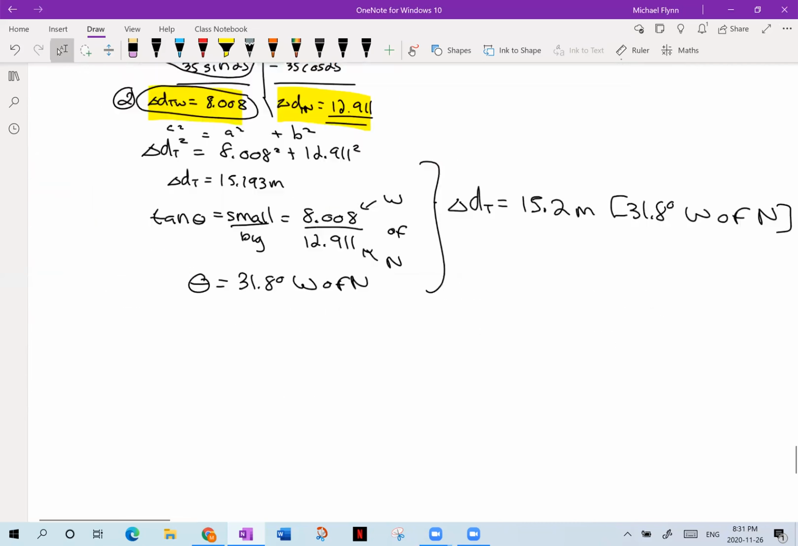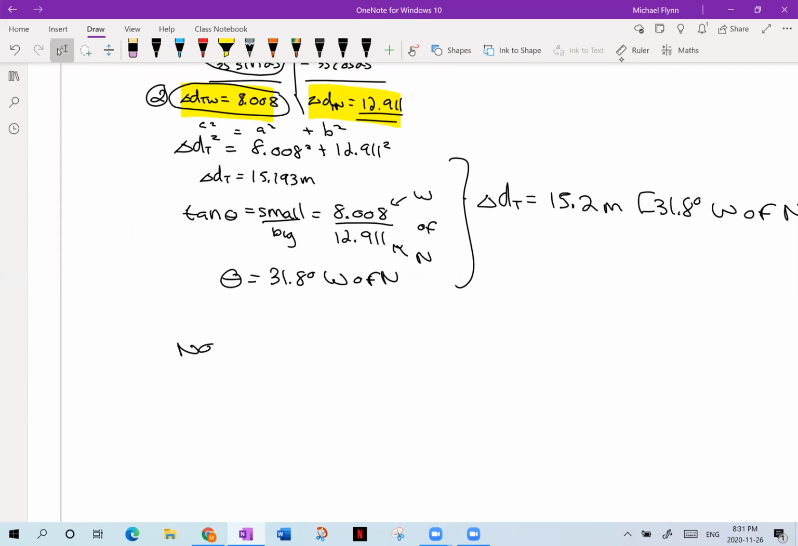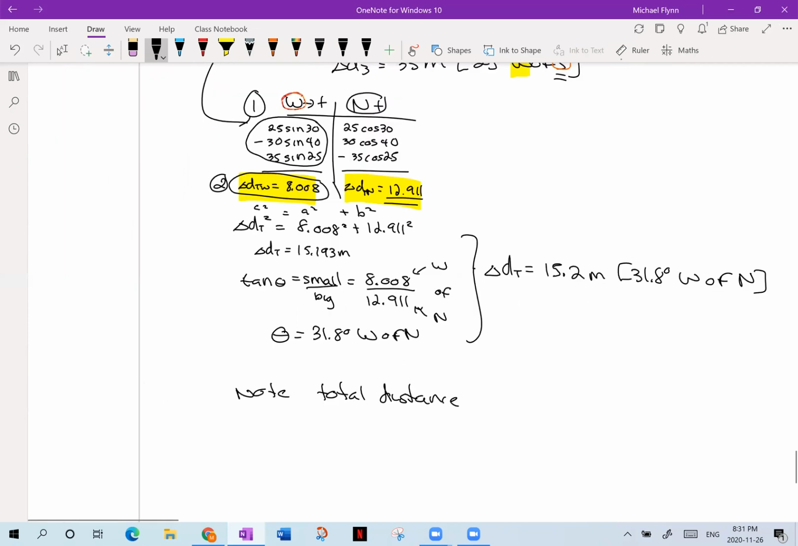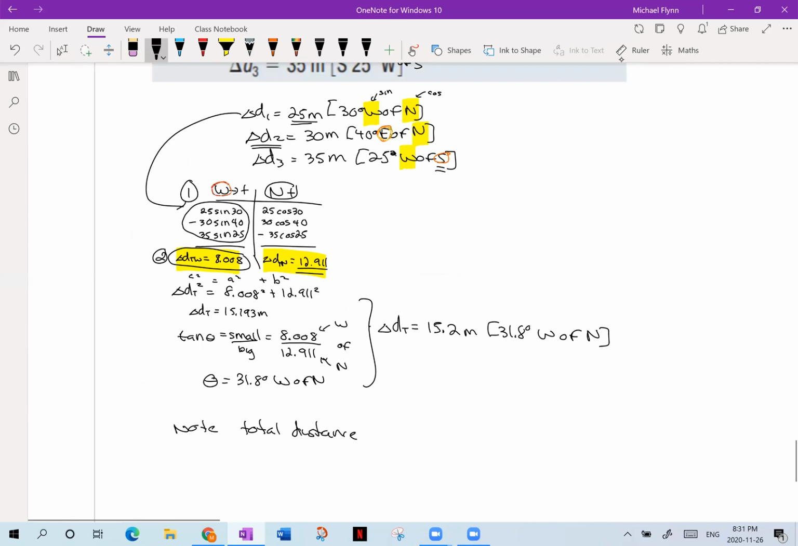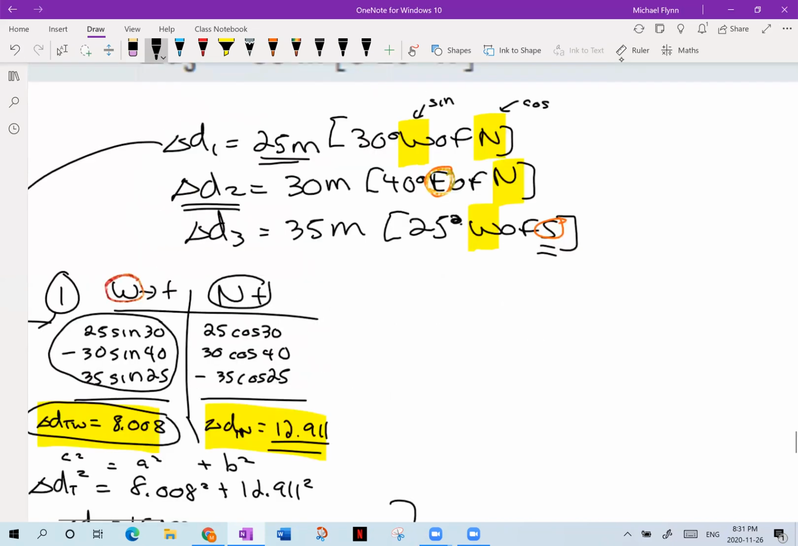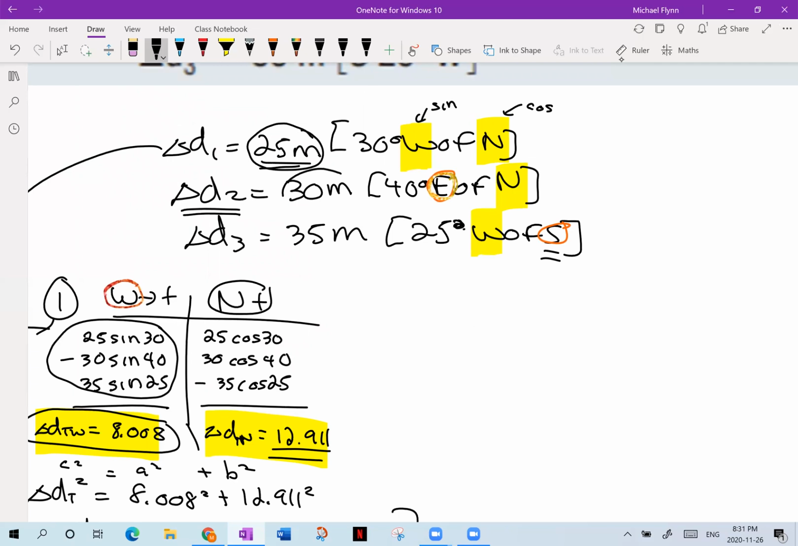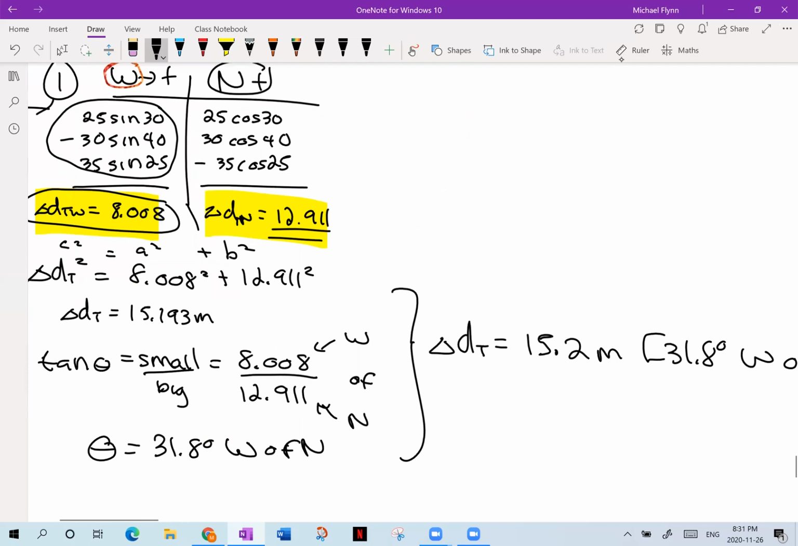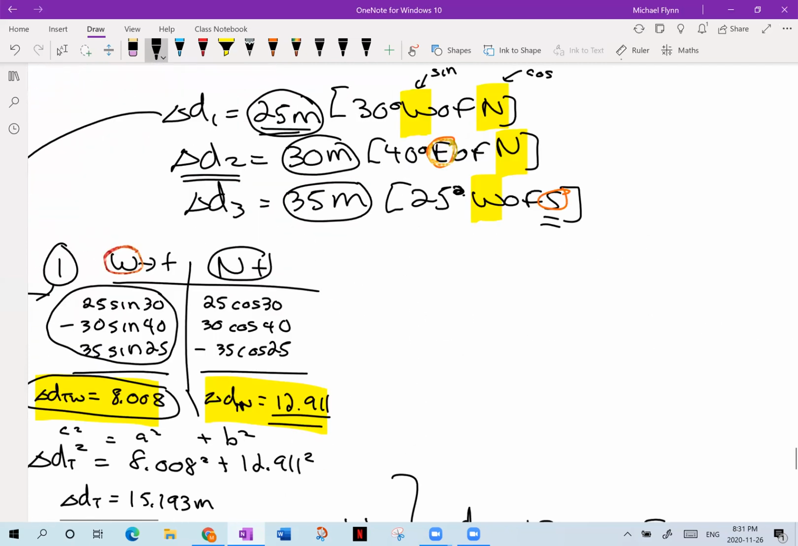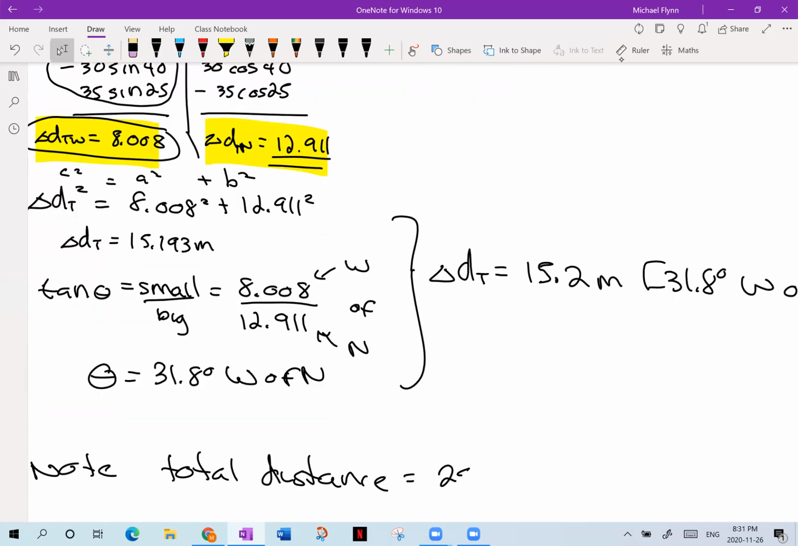Now, if I ask for the total distance, I'm just going to say note. The total distance, you wouldn't use this method at all. You just look at your original numbers. So go back to the original numbers. You're going 25 meters, then you're going 30, then you're going 35. So the total distance would just be 25 plus 30 plus 35. And it has no direction associated with it. So it's much easier to get the total distance here.